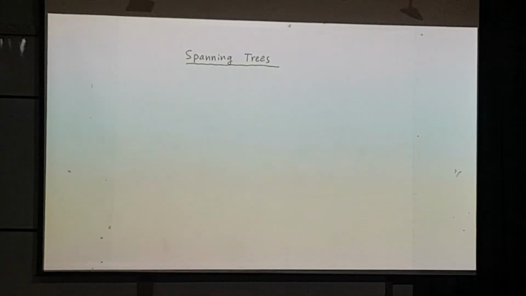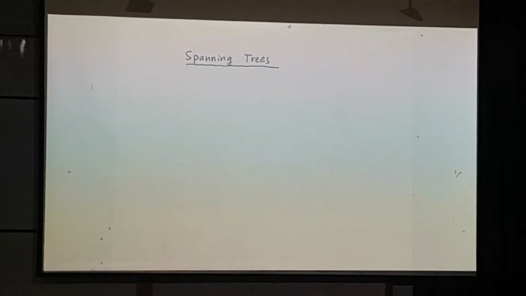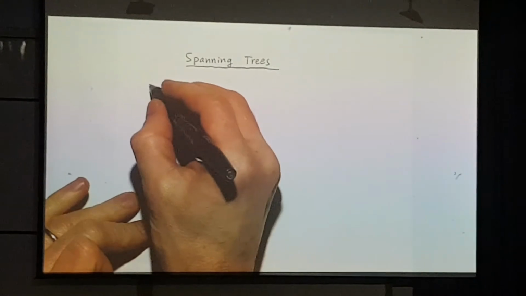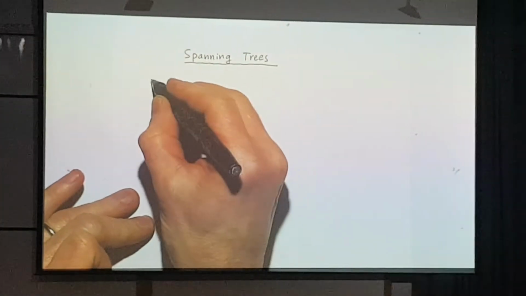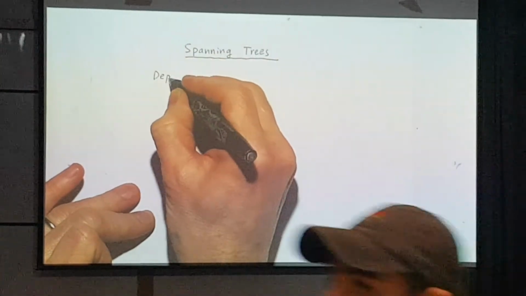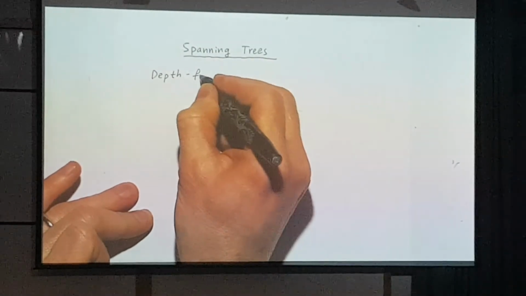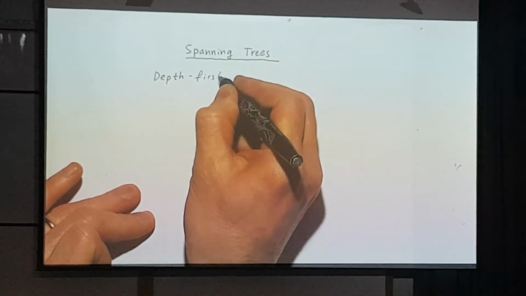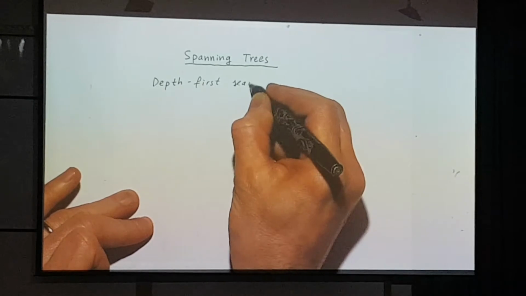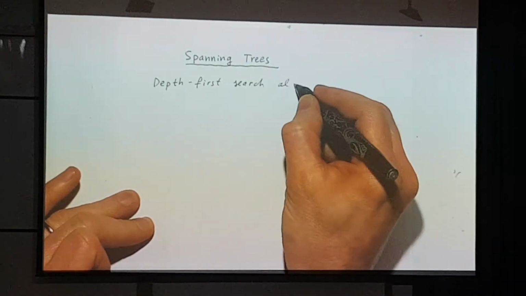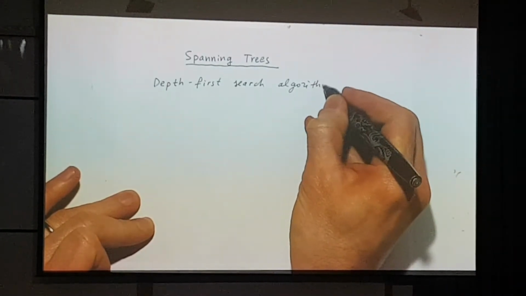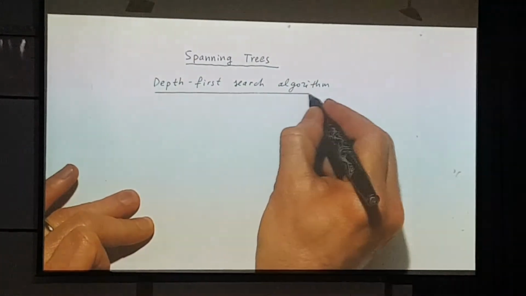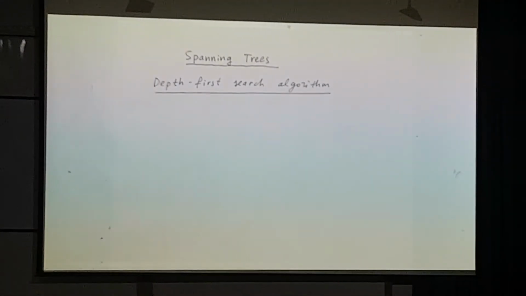I'll start by discussing two algorithms which construct a spanning tree for a given graph. And the first one is called the depth-first search algorithm. So it proceeds in the following way.